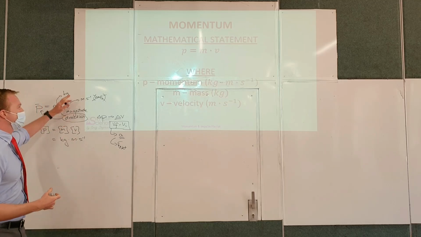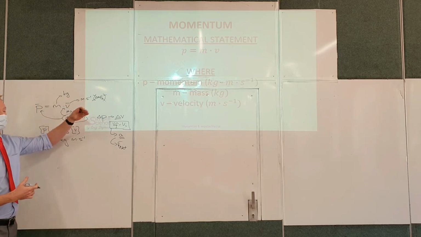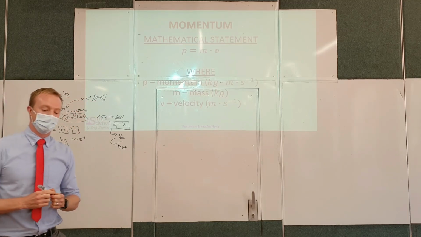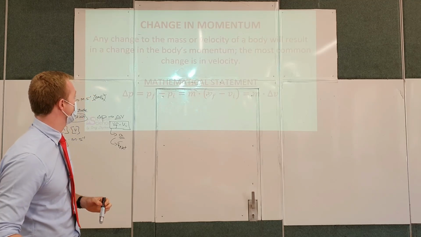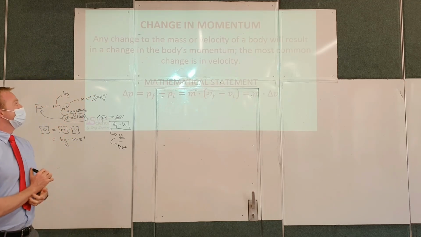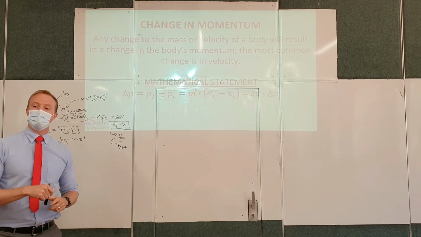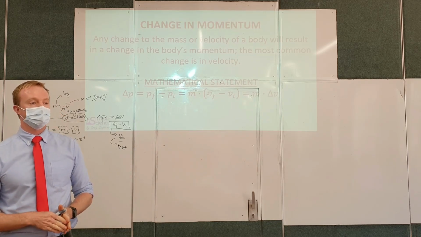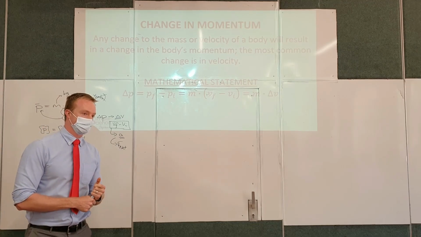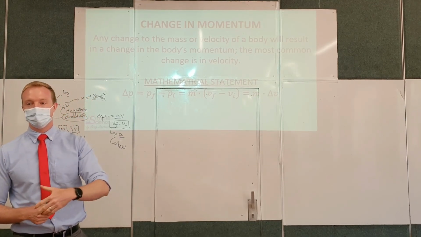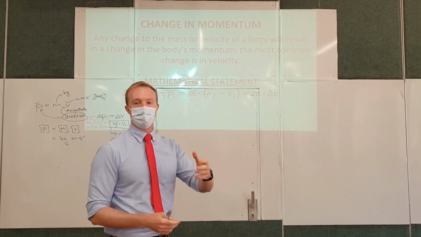So we introduced the idea of momentum pretty much just to get to this idea of a change in momentum. As we can see here, any change to the mass or velocity of an object will change its momentum, but in this section we are only going to deal with changes in the velocity of the object. Right? So we're always going to deal with a car or a truck or a train or a ball or something.